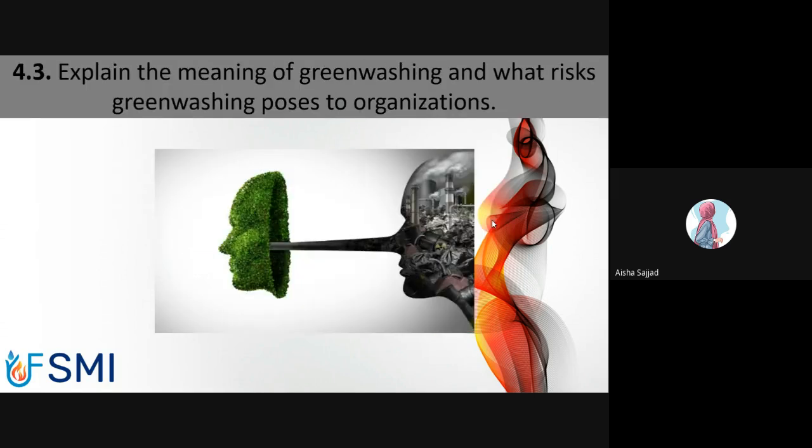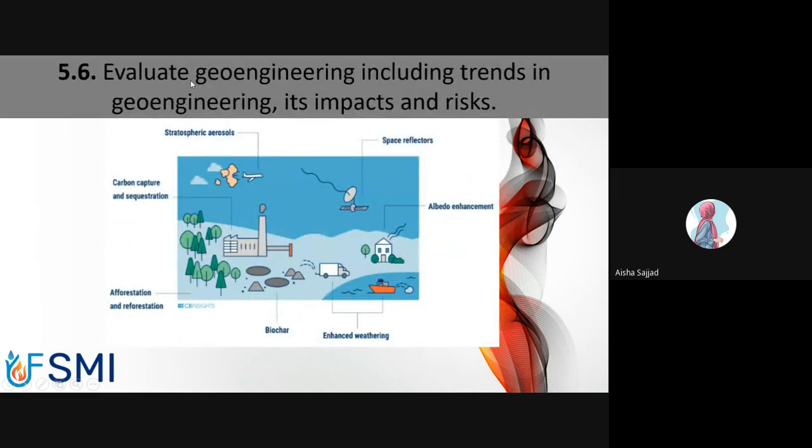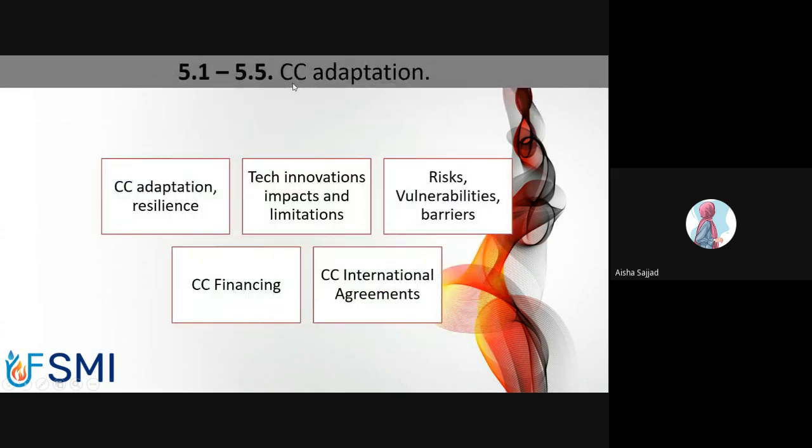And similarly, Coca-Cola says that it will be moving to plastic friendly bottles. It will be moving to environment friendly bottles. But we can imagine the amount of plastic bottles that Coca-Cola and companies like Pepsi are producing on a daily basis. The next assessment criteria is 5.1 to 5.5, focusing on climate change adaptation in different forms.